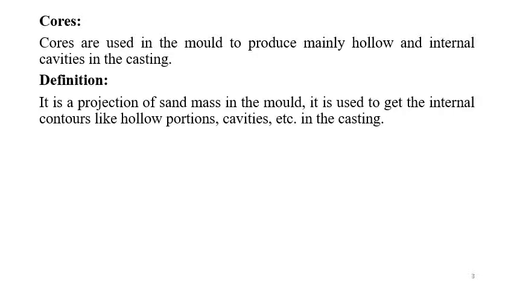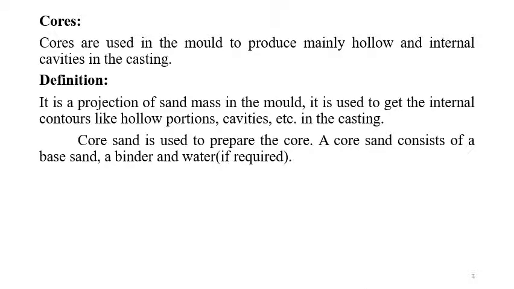Definition of core: it is a projection of a sand mass in the mold. It is used to get the internal contours like hollow portions, cavities, etc. in the casting. The main concept is that a hollow or cavity is required in the component or casting, so the core is very essential. Core sand is used to prepare the core. Core sand consists of a base sand, binders, and water. If required, you can mix with water and prepare the core as per the drawing.